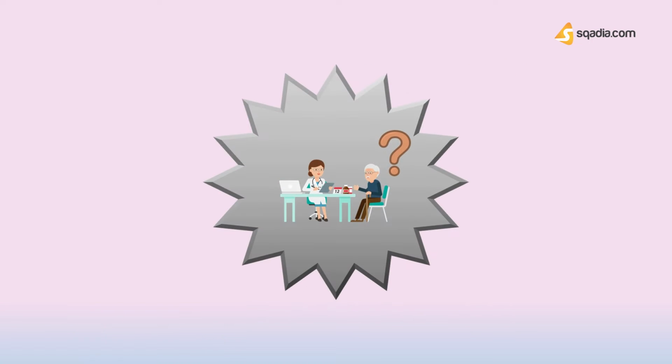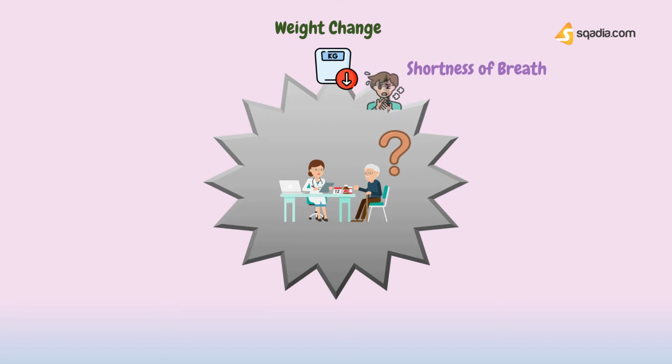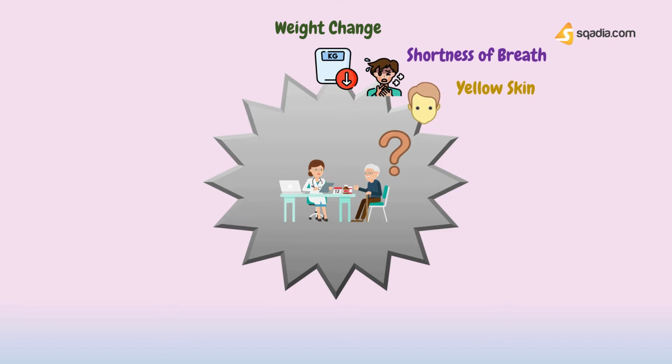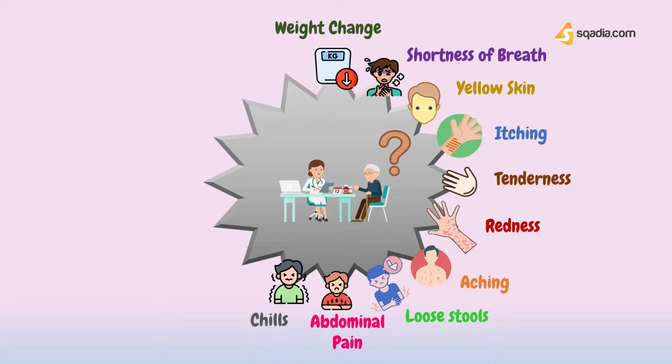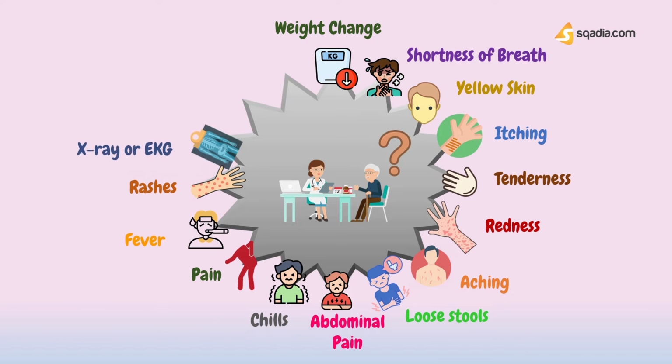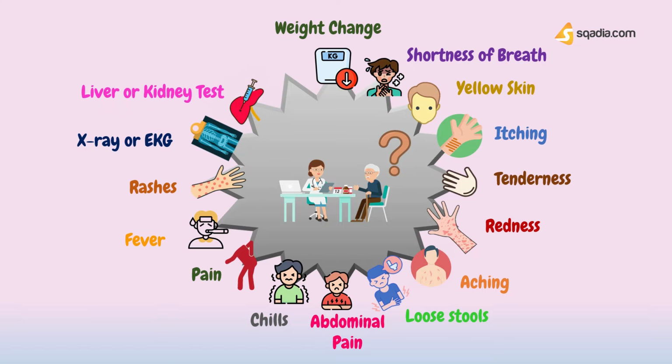Now there are some important questions that you need to ask your patient before making a diagnosis. You will ask your patient what symptoms of disease they are experiencing, including weight change, shortness of breath, yellowing of skin, itching, tenderness, redness, aching in the swollen area, chronic loose stools, abdominal pain, chills, pain, fever, rashes, results of a recent EKG or chest X-ray, outcomes of tests of kidney and liver function, and discharge or change in appearance, like a lump.